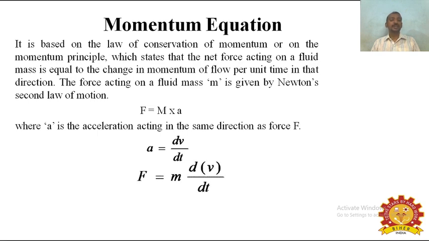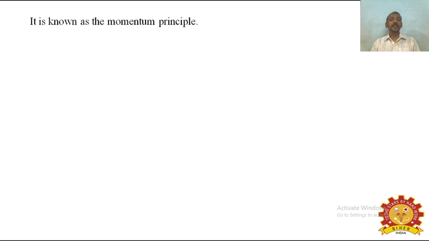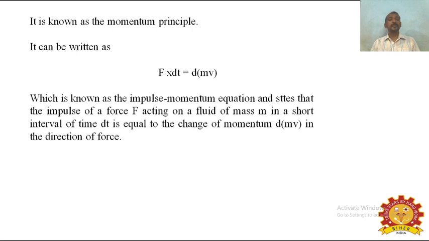Now I write F is equal to d(mV) divided by dt. Doing the cross multiplication, F into dt is equal to d into mV. That is considered the momentum principle. F into dt is equal to d(mV), which is known as the impulse momentum equation. It states that the impulse of force F acting on a fluid of mass m in a short interval of time dt is equal to the change of momentum d(mV) in the direction of the force.